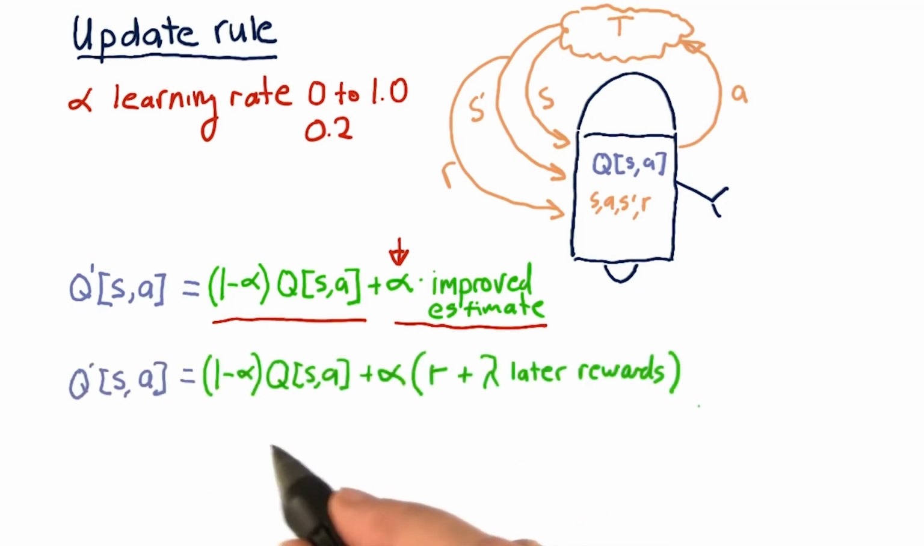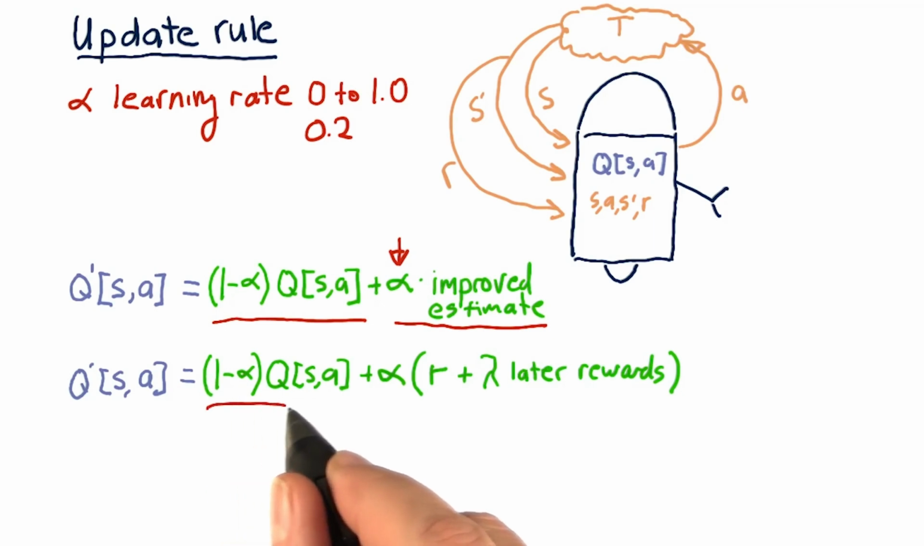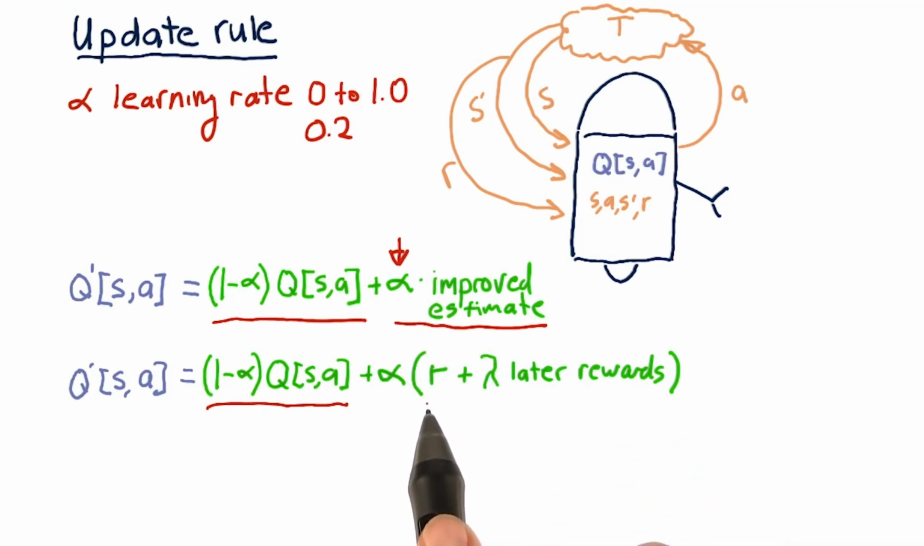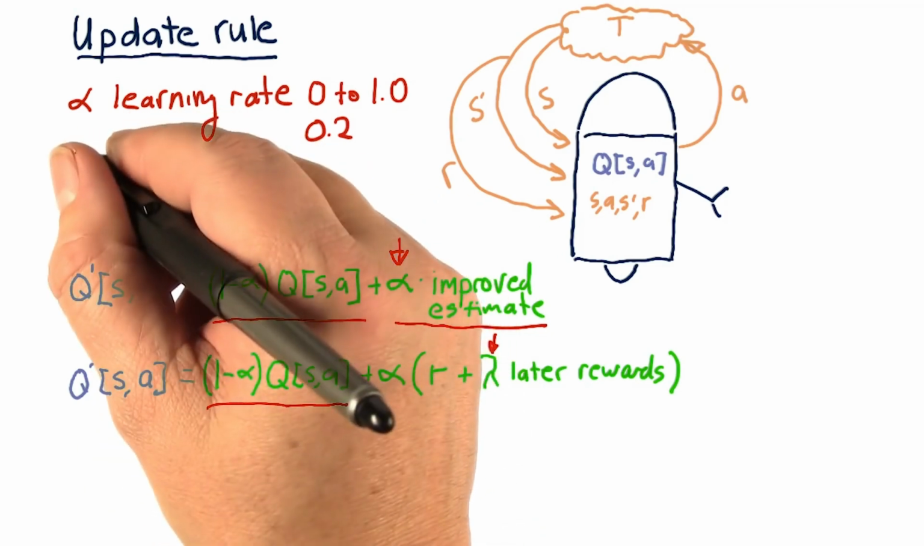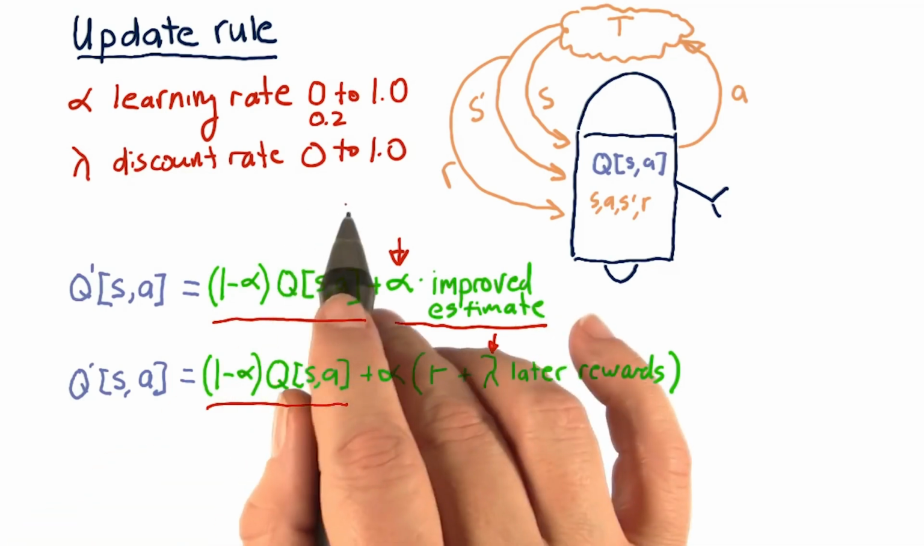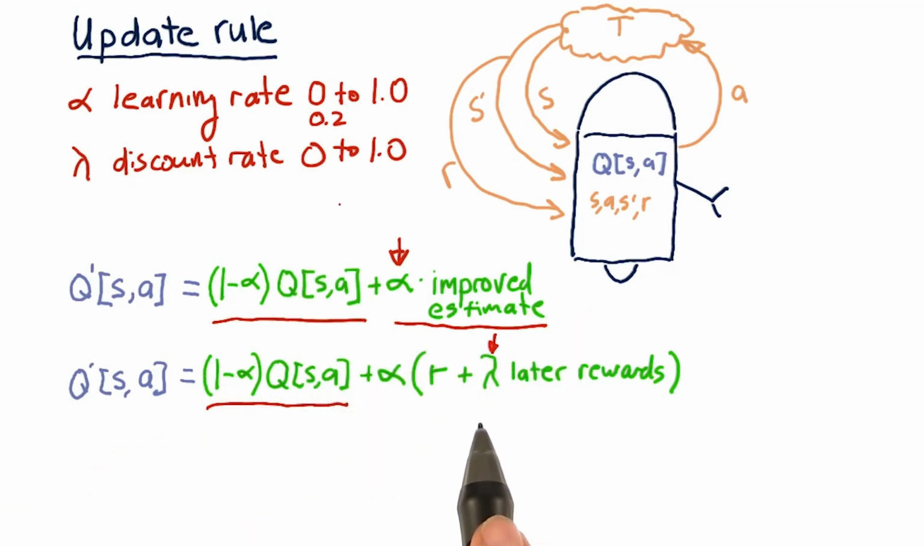So stretching it out in a little bit more detail, again, we have here our current value for the Q at S, A plus alpha times the immediate reward plus gamma times later rewards. Now we're introducing gamma here, so I promise there's only two new parameters here that you have to worry about. Gamma is the discount rate. And similar to alpha, gamma usually ranges from 0 to 1. A low value of gamma means that we value later rewards less.